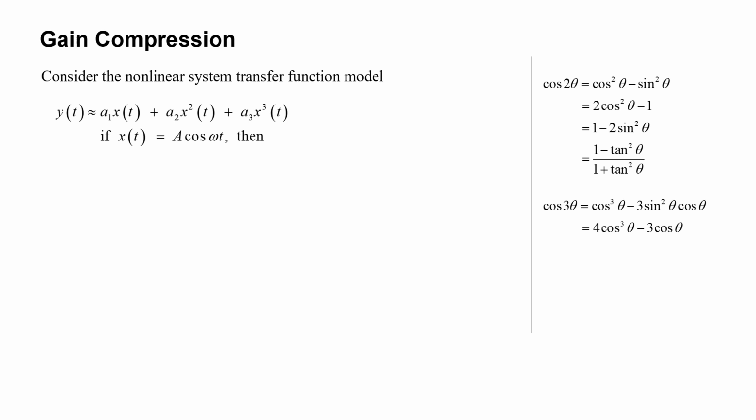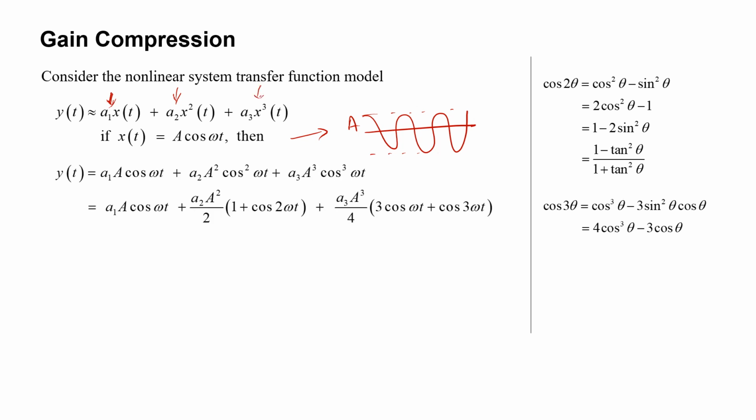Now x of t is a cos omega t. So if I want to draw this a cos omega t, it should look like a simple sine wave, or you can say cos wave, having an amplitude of a. Now there is another factor multiplied by it, that is a1, a linear constant multiplied by a sine wave that is just going to enhance its amplitude. So again we have a2 x square of t and a3 x cube of t and so on.